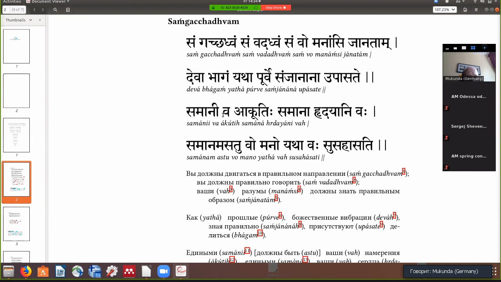There we have 3 times a similar construction. We have samani va akutihi first. Then we have samana hridayani vaha. It's the second. And then samanam astu vo manaha. These are like 3 sentences of the same kind.